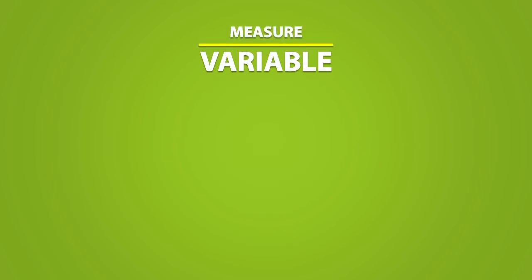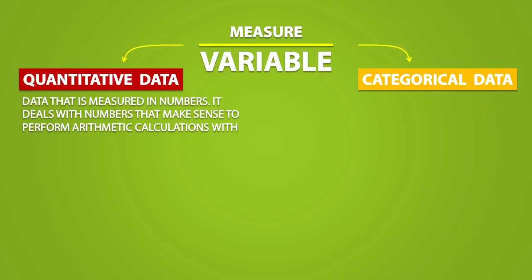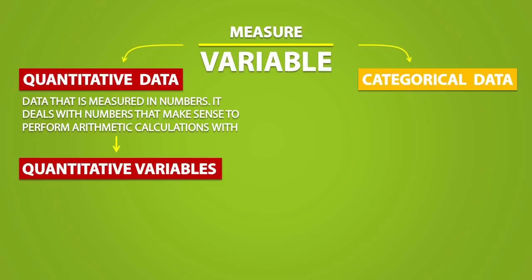When we measure a variable, our data can come in two different forms. There is categorical data and there is quantitative data. Quantitative data refers to data that is measured in numbers. It deals with numbers that make sense to perform arithmetic calculations with, like calculating an average. Quantitative data comes from quantitative variables. Examples include height, weight, and midterm score.